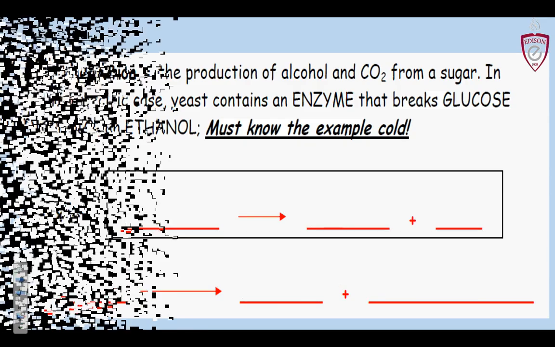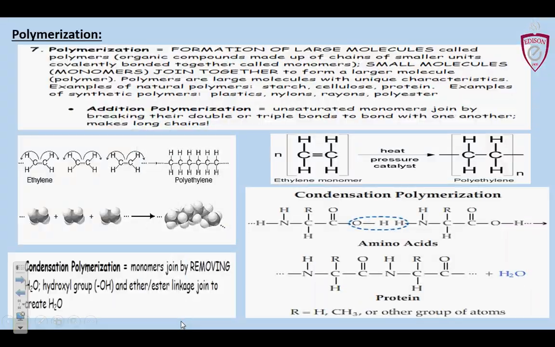Are you good there? Last one. This is number 7. This one is a polymerization. There's really nothing for you to write. There isn't. But there's plenty for you to memorize. Sure. So basically I'm going to take two things and make a big thing out of it. I'm going to link them up.